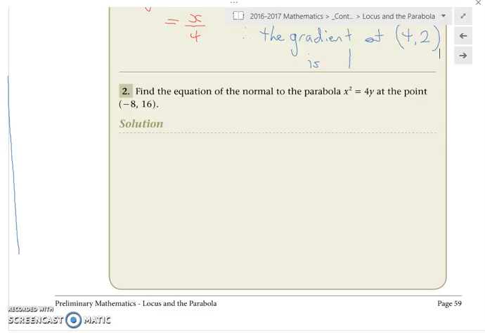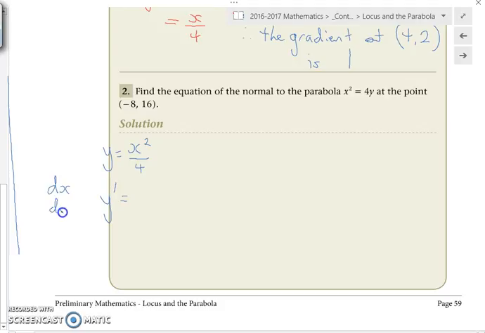Make it y equals. So we'll change this, and instead of it being x squared equals 4y, we'll go y equals x squared over 4. Yeah? And then we derive it, so y dash. Now I'm just using y dash because we've got a y there. I could use dy/dx, or I could use f of x and f dash x, but... Okay, so y dash equals what? 2x over 4, which equals x over 2.